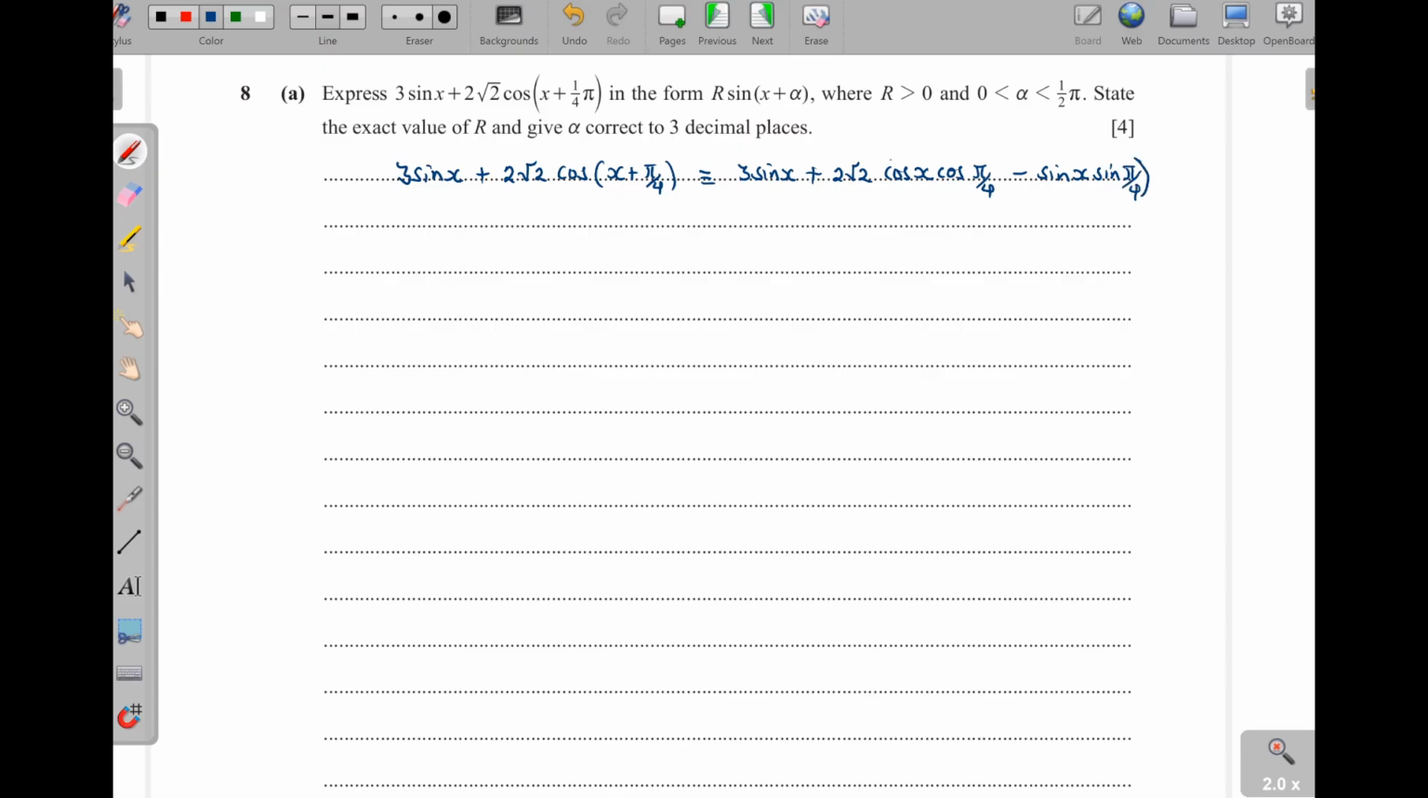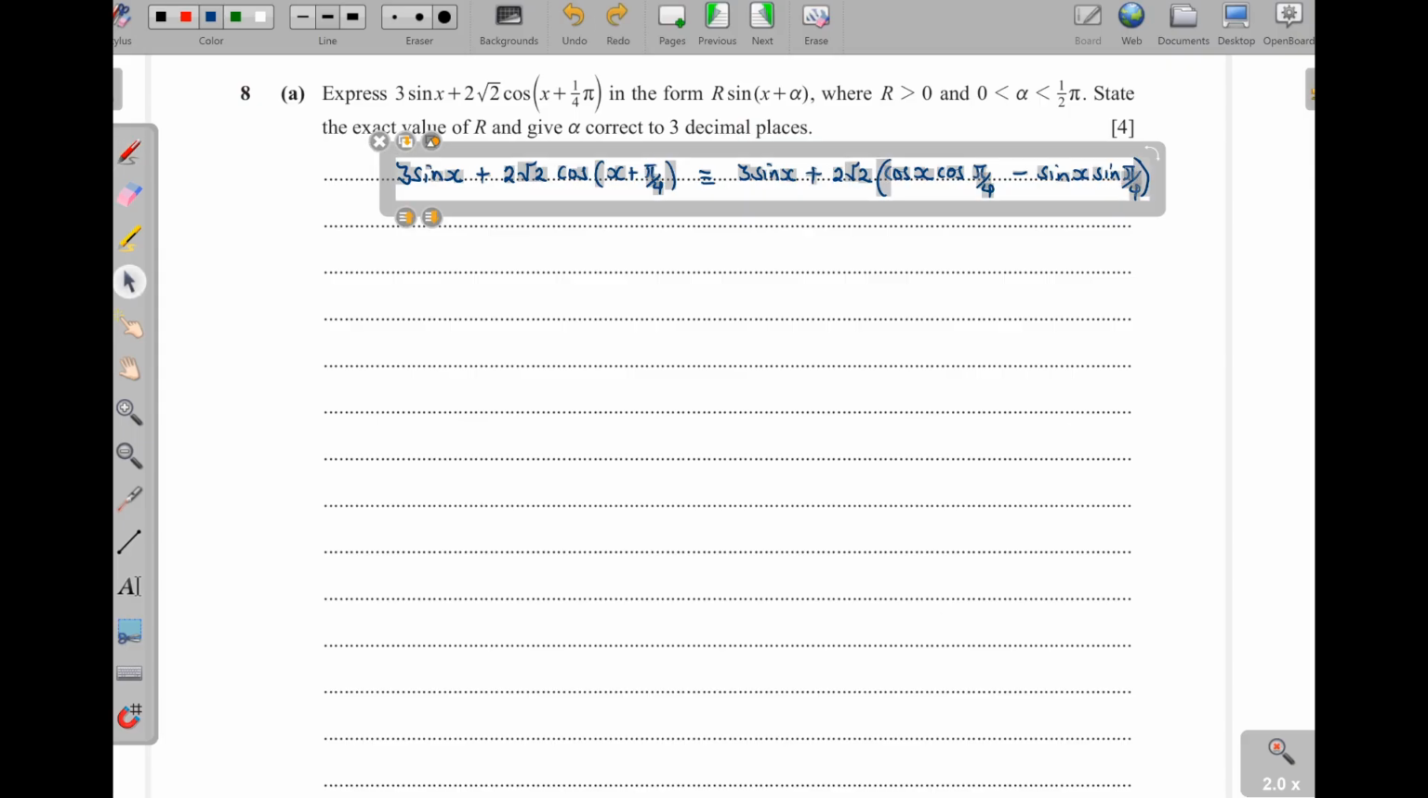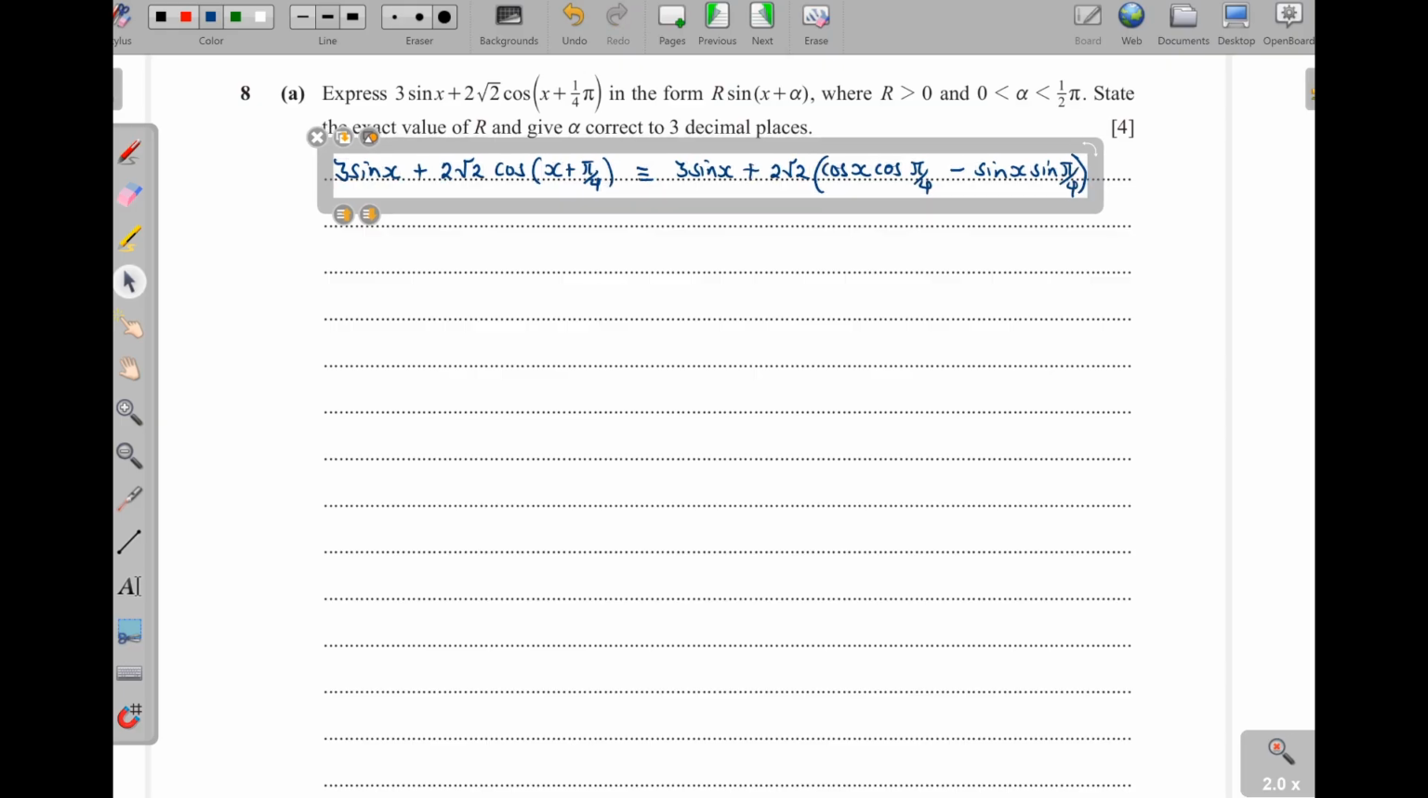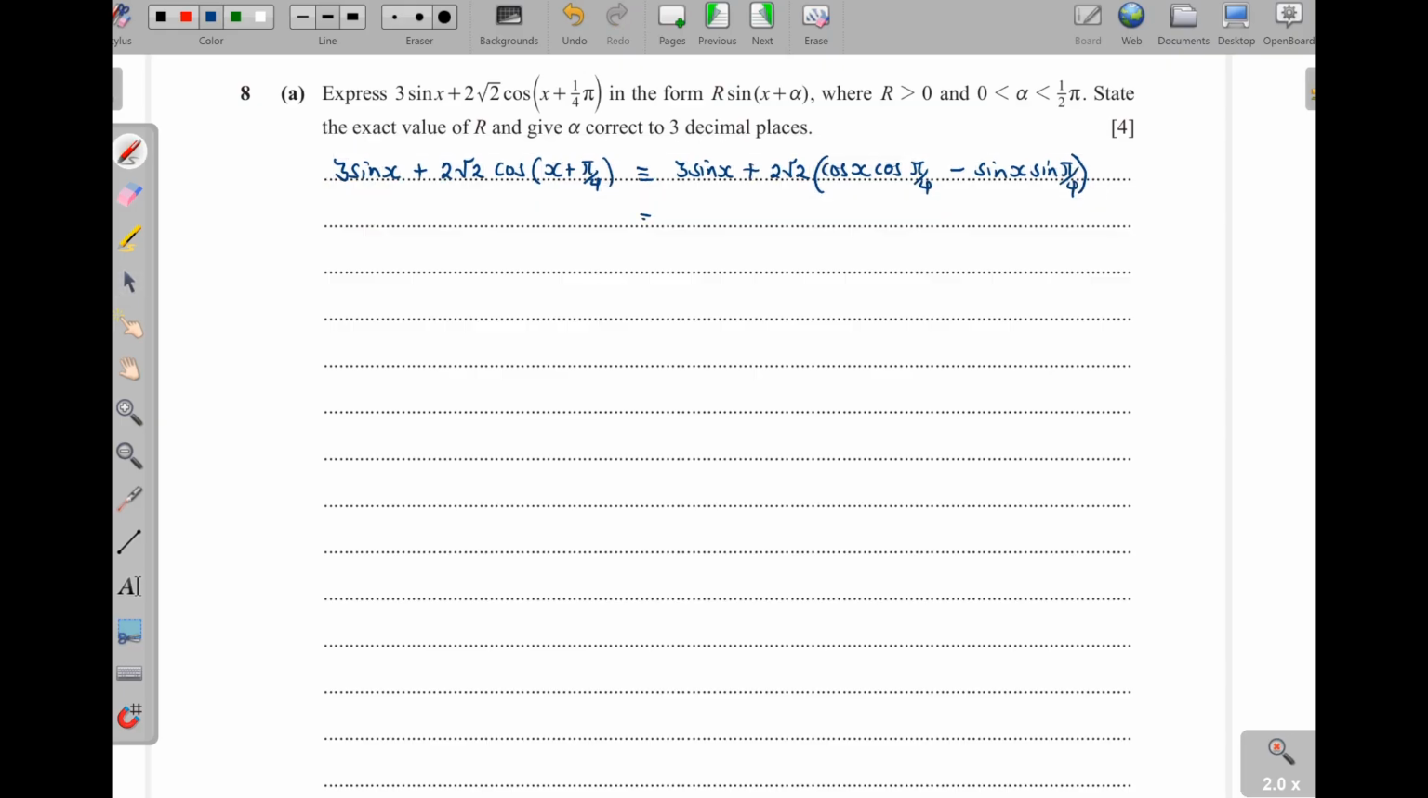Now this whole thing is multiplying this 2 root of 2. You see that? Then we can continue. This one can give us 3 sine of x, then plus 2 root of 2 cosine of x times cos of pi over 4, which is 1 over root 2, or you can write root 2 over 2. But I want to write 1 over root 2 because this one is going to cancel with that, you see?